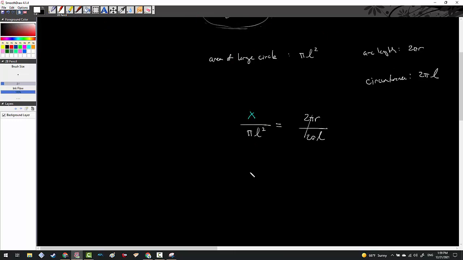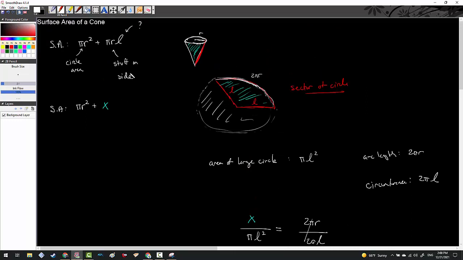The 2 pi's are going to cancel out, and I end up with x over pi L squared equals r over L. Multiply that over, so x equals r times pi L squared over L. The L's are going to cancel. I end up with x equaling pi r L. So that is how this formula is born here. It's going to be pi r squared plus pi r L.